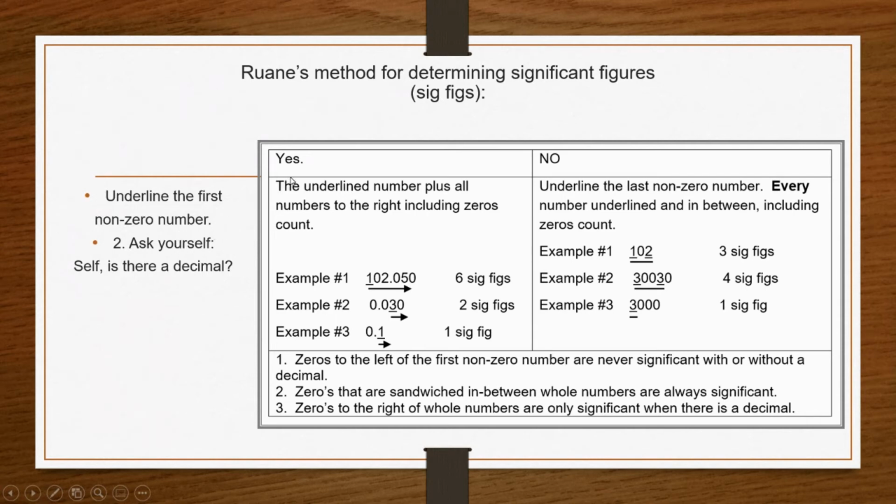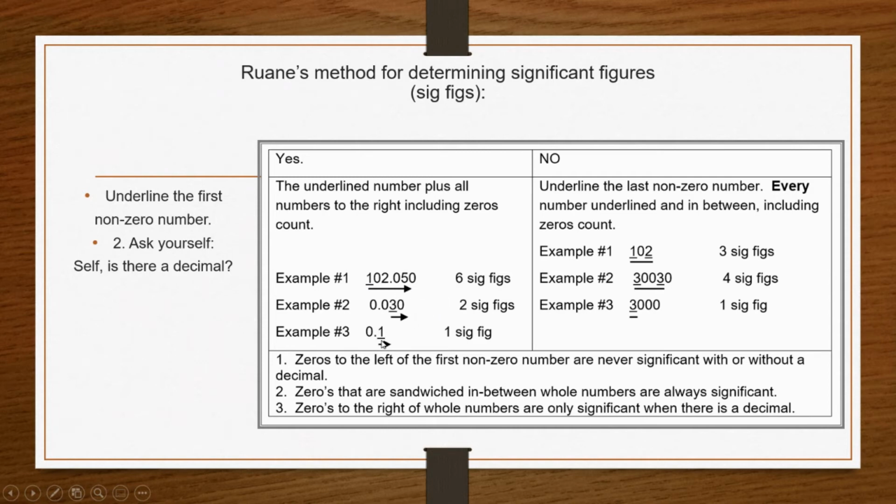If there is a decimal, the first number that you underline plus everything to the right counts. So I've underlined my first non-zero number. Notice right here, I'm all the way to the hundredths place, and that's my first non-zero number, and everything to the right counts. So that would be 2 significant figures. Here, the first example, that was 6 significant figures.